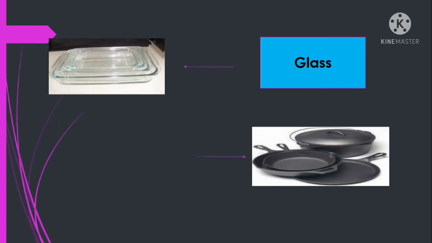Next is cast iron. It's durable but must be kept oiled to avoid rusting. Wash with soap, not detergent, before using. So kailangan bago natin gamitin or bago natin paglutuan, hugasan muna natin ng maigi.